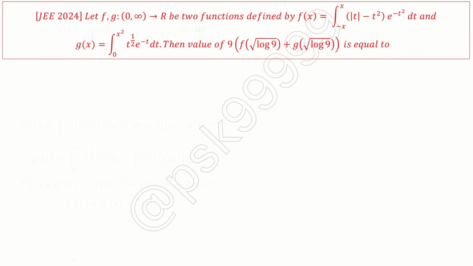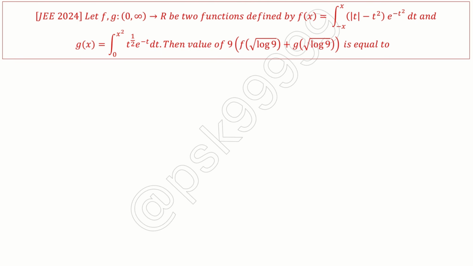Next, let f and g be two functions from 0 to infinity to the reals, defined as f of x equal to integration from minus x to x of absolute value of t minus t square times e to the power of minus t square dt, and g of x is equal to integration from 0 to x square of t to the power of 1 by 2 e to the power of minus t dt. Then the value of 9 times f of square root of log 9 plus g of square root of log 9 is equal to.